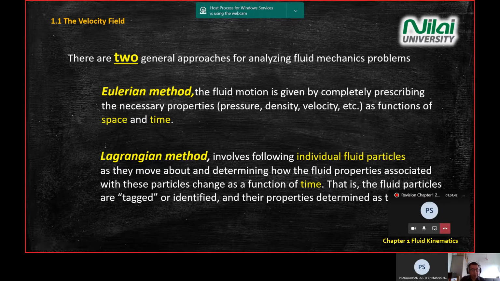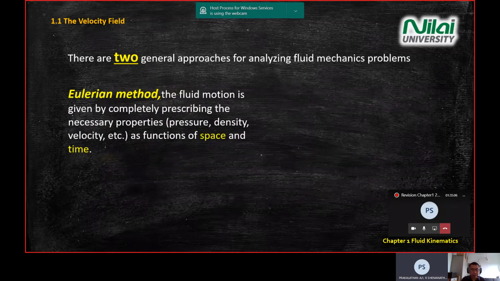Okay. So I'll give you some time to fill in the blanks in the tutorial. So Eulerian and Lagrangian method. Okay, done.